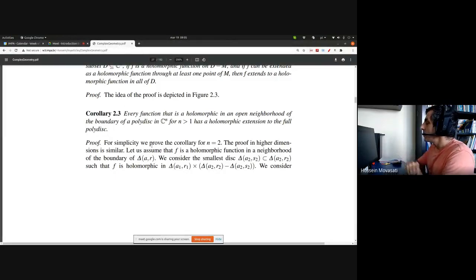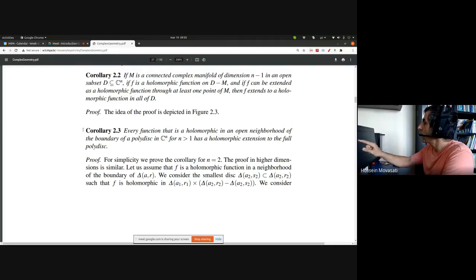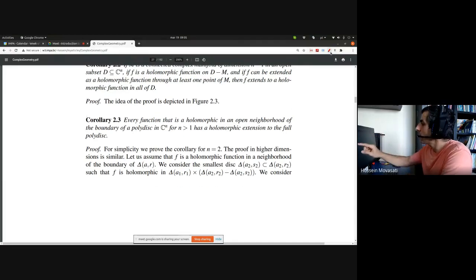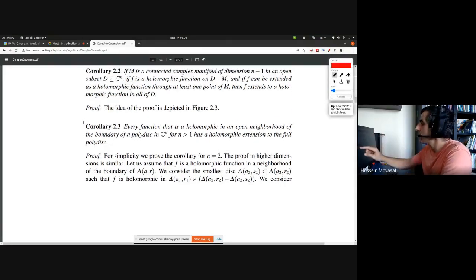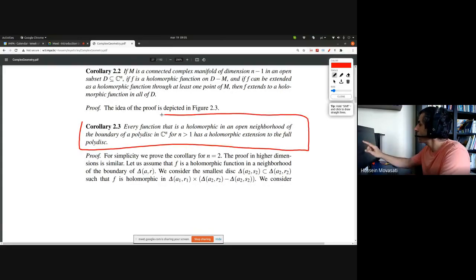Okay, so now we are going to state one of the beautiful applications of Hartogs' extension theorem. The corollary of Hartogs' extension theorem says that every holomorphic function defined in a neighborhood of the boundary of a polydisc in C^n extends to the whole polydisc. And this is valid just in higher dimension.